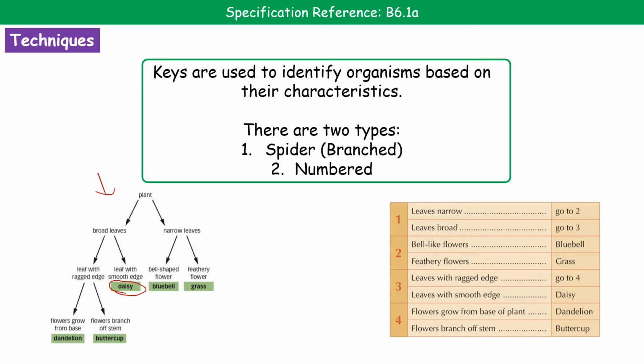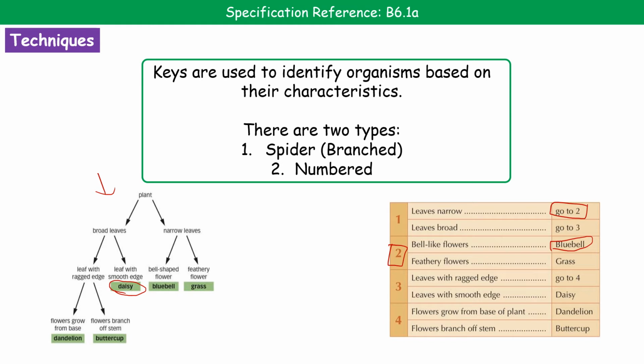So we've got our plant still, and we're going to look at it, and this time it's got narrow leaves. Okay, so we read, and it says go to question 2. So here is question 2. Then have a look at the flowers on it. They're bell-like flowers. We have a bluebell. That's as simple as using those keys are.